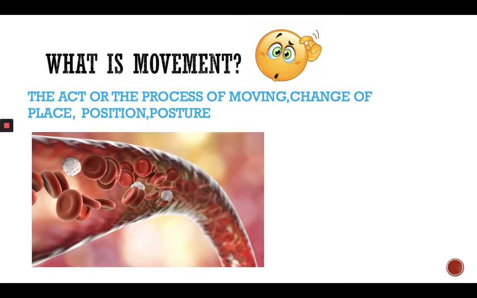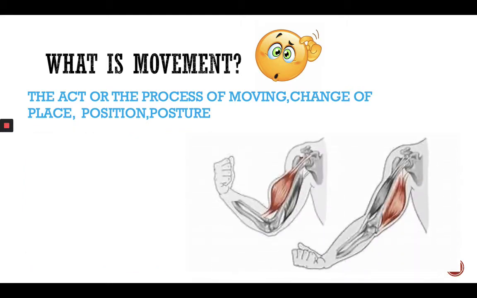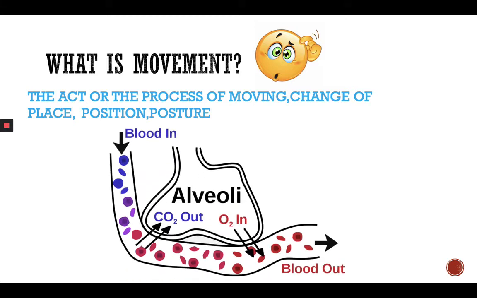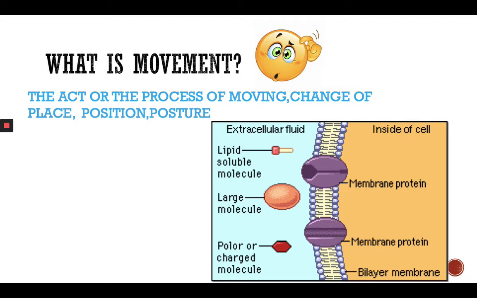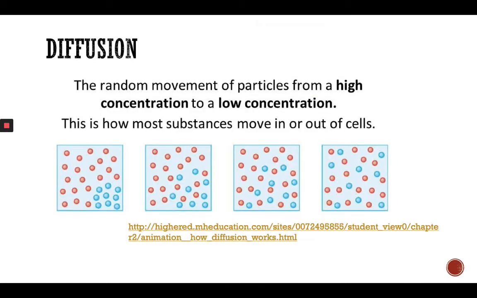We can also see examples of movement in our body: how blood is moving through the blood vessels, how our muscles are working, how our skeletal muscles help us move our body parts, and how gas exchange happens in the alveoli. That's also a movement. And last is in our plasma membrane, how the essential nutrients get into the cell and waste materials get out of the cell. This is also movement in a biological context.